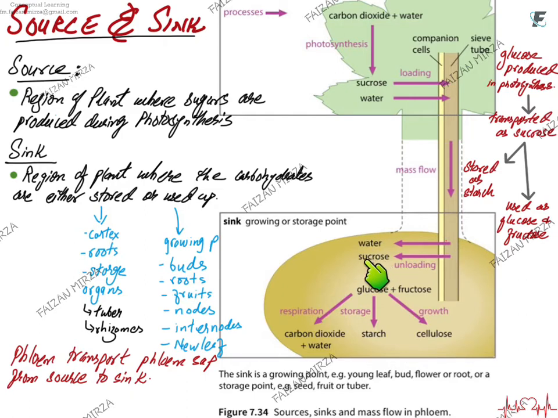This unloaded sucrose is converted back to glucose and fructose. These monosaccharides can be used in respiration, and CO2 and water can form. And with respiration, the ATP which is made can be used for several vital processes. Or this glucose can be stored as starch, or the glucose can be converted into beta glucose, and then cellulose can be made again for growth purposes. So glucose is produced in photosynthesis, transported as sucrose, stored as starch, used as glucose or fructose: monosaccharide, disaccharide, polysaccharide, monosaccharide again.